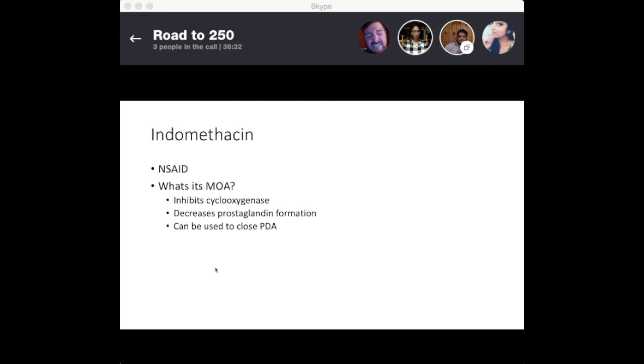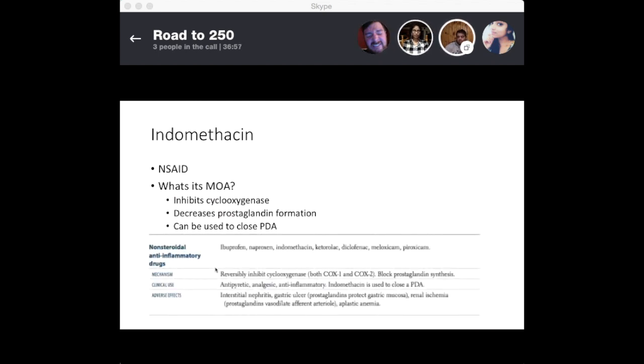And how about anything to do with the kidneys? Interstitial nephritis, and there's one other thing. It can cause renal ischemia because the prostaglandins vasodilate the afferent arteriole, but if you don't have prostaglandins, it can't do that, so it can cause renal ischemia. Aplastic anemia is the other one. Any questions about this?